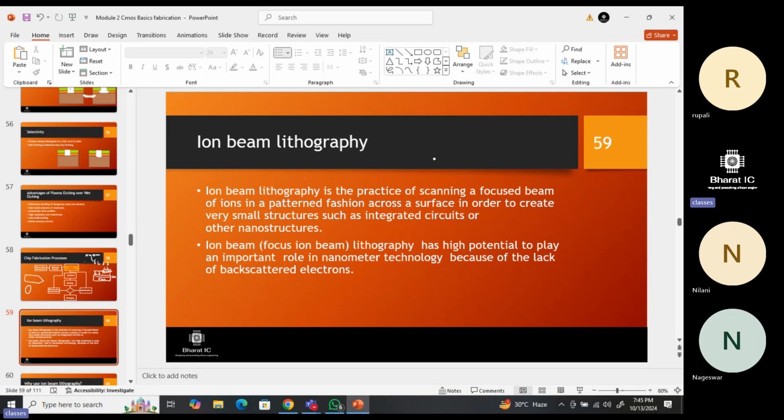Patterned fashion means, suppose this is the mask and the actual structure. If I tell you very frankly, the latest machine is the ASML EUV machine for 2 nanometer. This lithography machine actually works like this: the light is focused at this level.